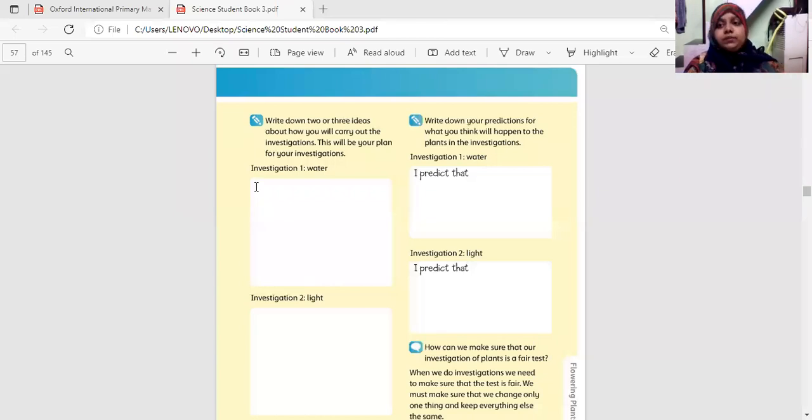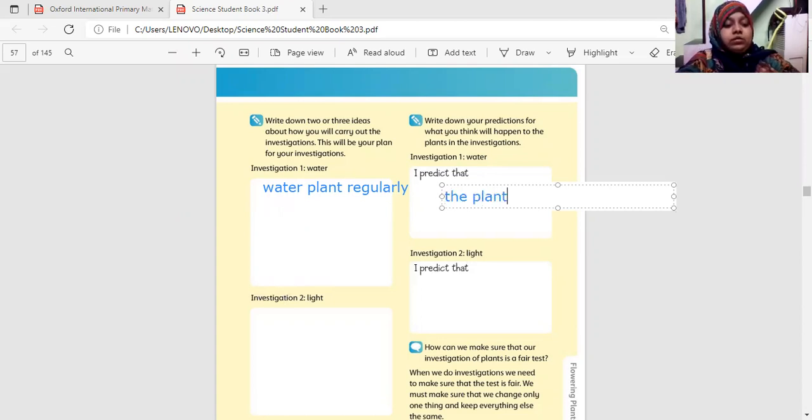Okay. So for investigation 1, let me quickly write what we are going to do. It says water. So what will we do? Water the plant regularly. So what will happen if we water the plant regularly? We all can say the plant will grow properly. The plant grows well.